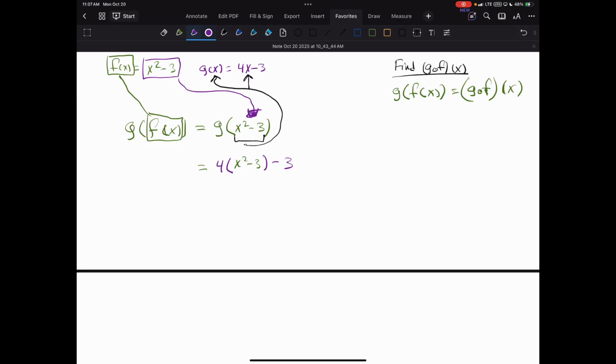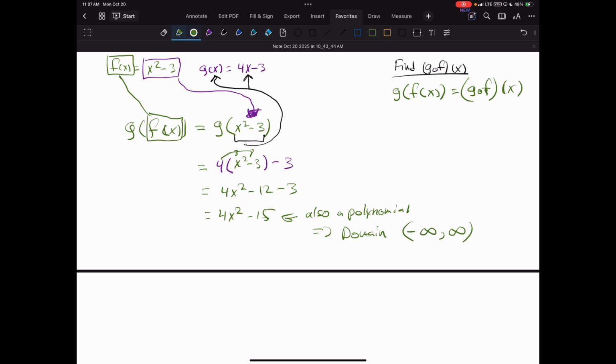Okay, well, now how do we simplify that? I just have to distribute that 4 through. And so I have 4x squared minus 12 minus 3. I have 4x squared minus 15. This is also a polynomial, which implies my domain is negative infinity to infinity.